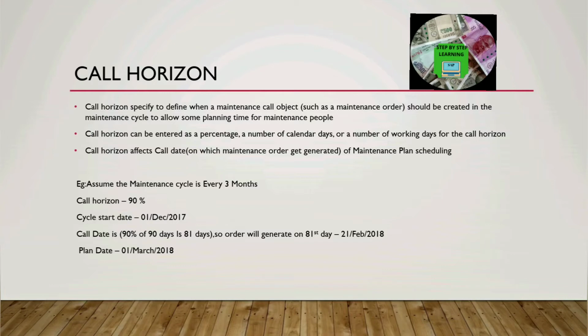Let's have a look at the example below. Here we have a maintenance cycle of every 3 months. Okay, so call horizon, I am defining it as 90 percent. So I am defining it in percentage.